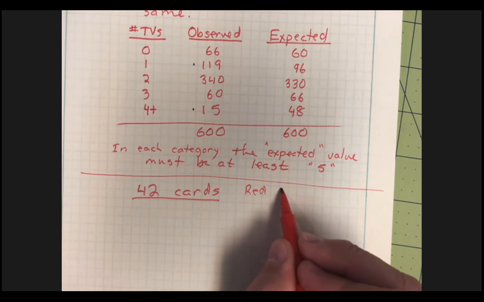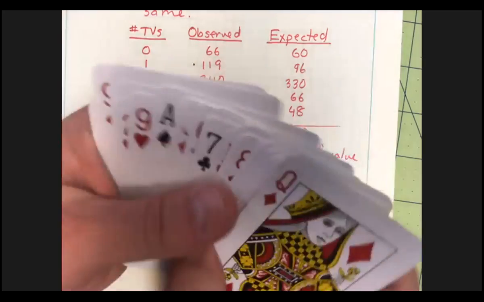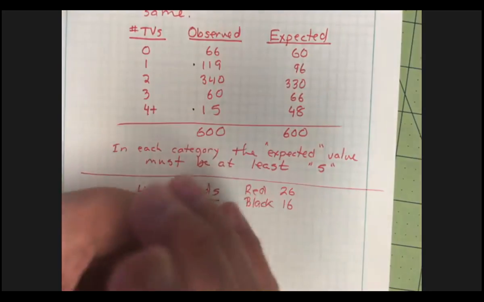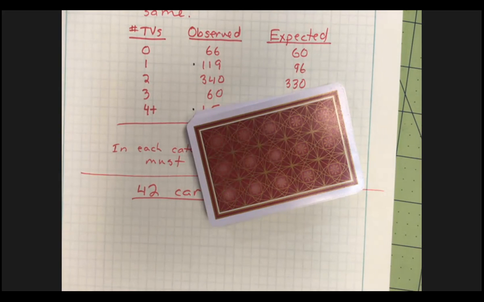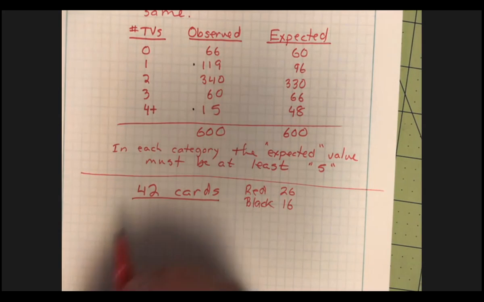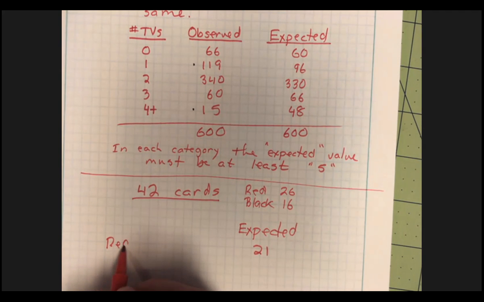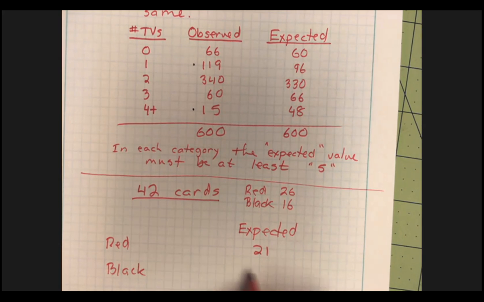And how many reds do I have? 26. And how many blacks do I have? 16. So this almost looks like a full deck. And in fact, if I told you, here's a deck of 42 cards, you'd expect them to be equal numbers red and black, unless I warned you. But let's say I had a deck of 42 cards here, and I lied to you and told you that they were equal red and black. Let's say that you expected 21 red cards and 21 black cards.